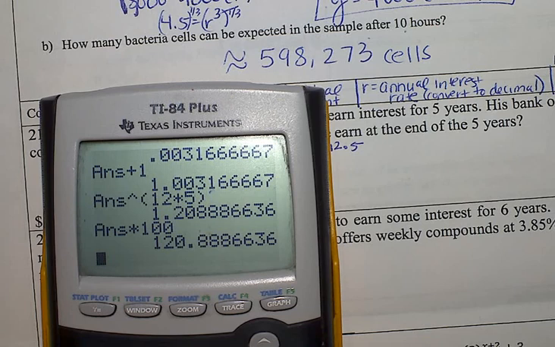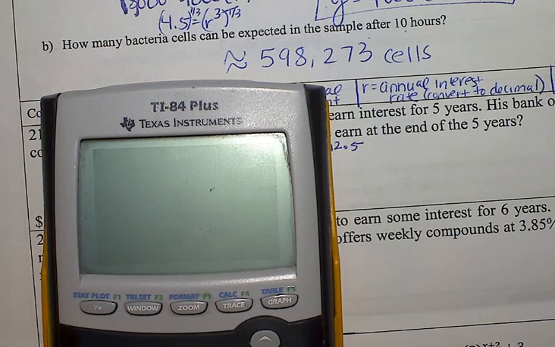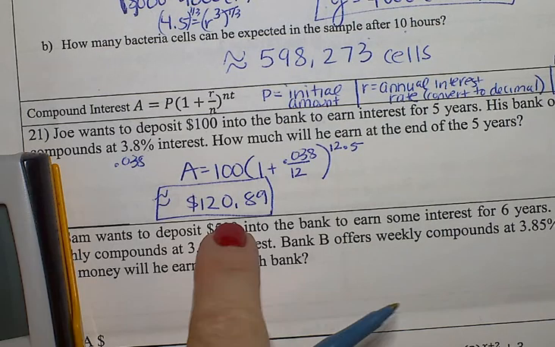Okay, I want you to press clear on your calculator. I want you to practice again and see if you can do it on the calculator. Can you plug it in right and get this answer? Go ahead.